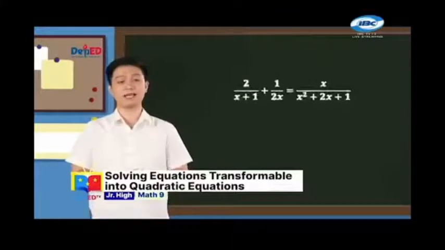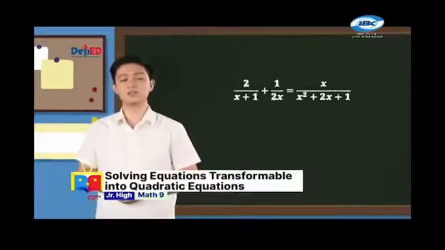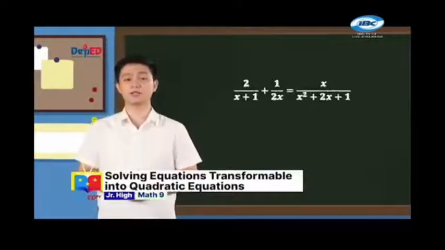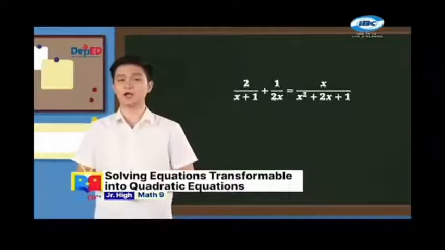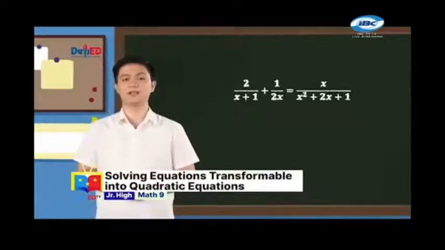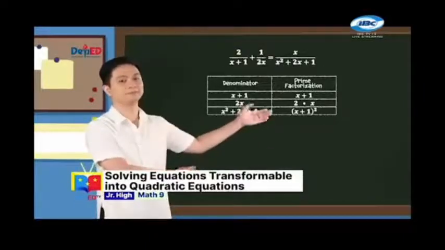So our step 1 is to determine the LCD. x plus 1 is a prime polynomial. 2x is the product of constant 2, which is already prime, and the variable x, while x squared plus 2x plus 1 is the square of the binomial x plus 1 in factored form. So let's record these in the table.